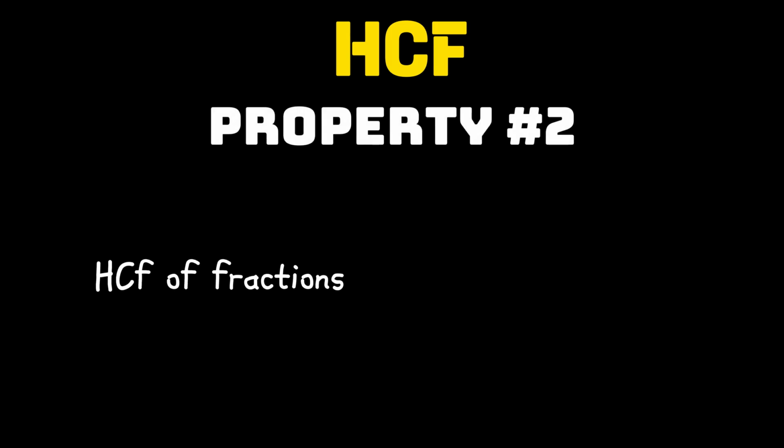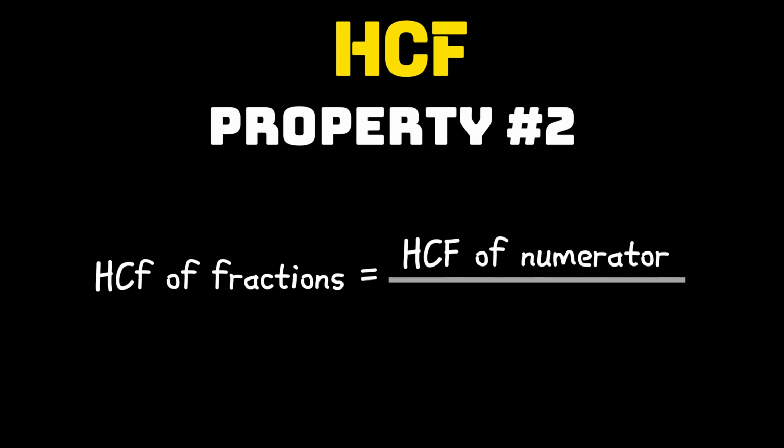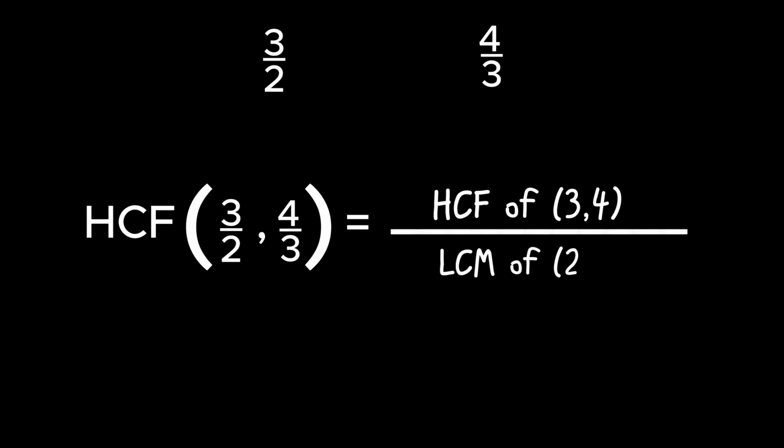HCF of fractions is equal to the HCF of numerators divided by LCM of the denominators. Consider two fractions as 3 by 2 and 4 by 3. Now HCF of these fractions will be equal to HCF of 3 and 4 divided by LCM of 2 and 3, which equals 1 by 6.